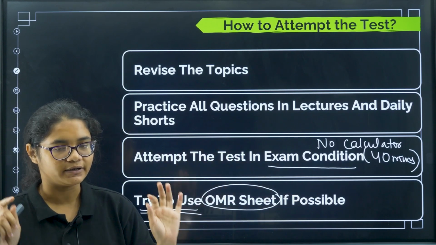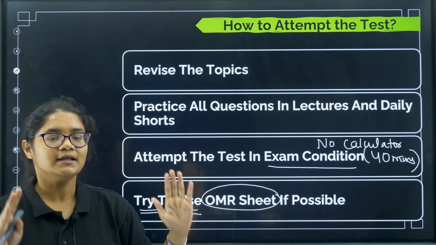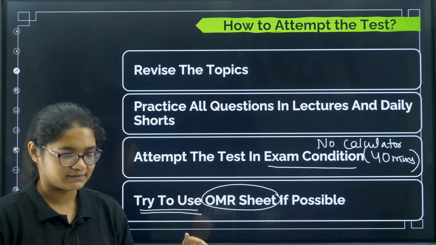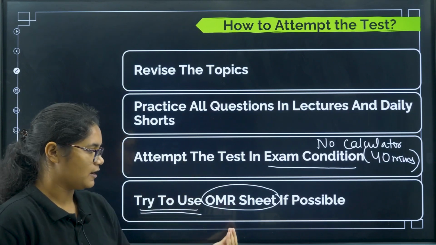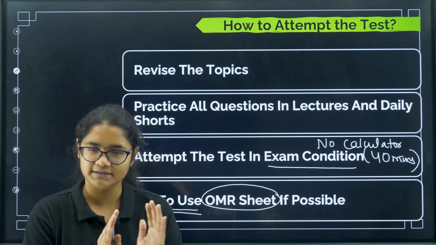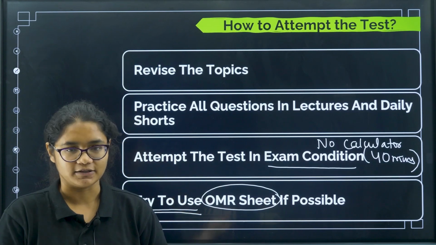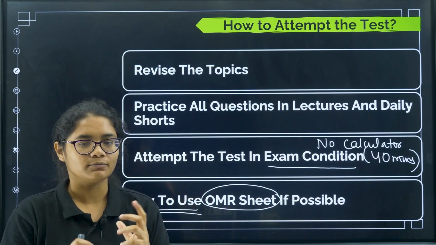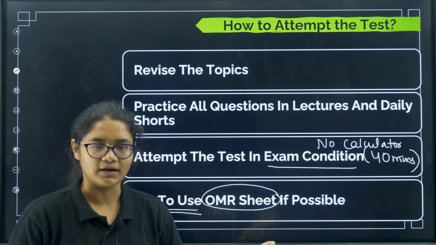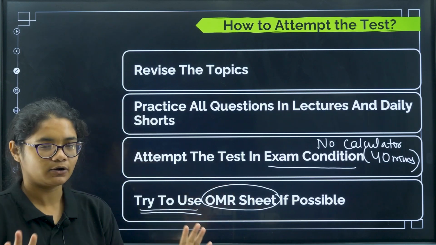You have to sit for 40 minutes and you should not go here and there. Sit silently and then attempt the test. And if possible, you have to take it in the OMR sheet. This is not mandatory, but if you take it in the OMR sheet, you can understand time management better. Okay, how much time it is taking to bubble the answers. So all these things you can understand. So this is recommended but not mandatory.